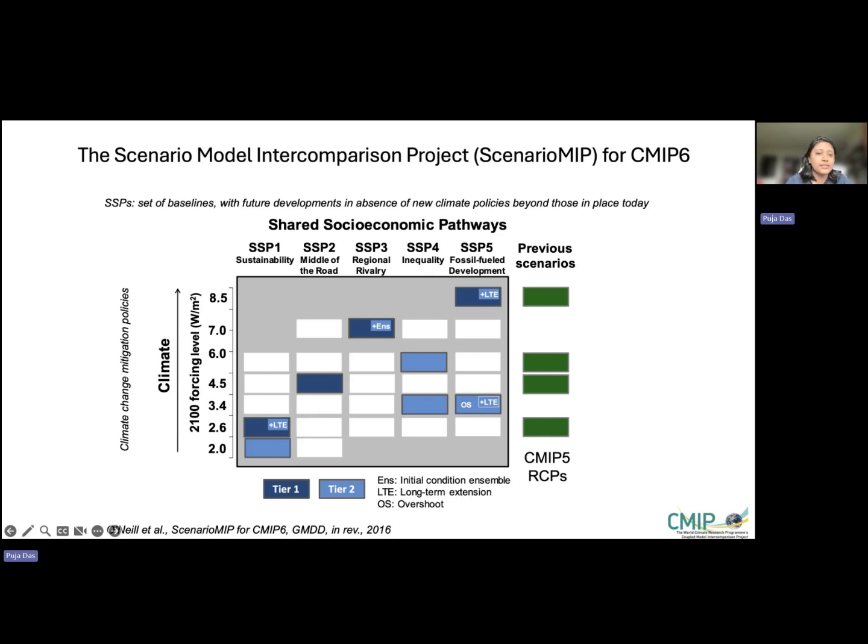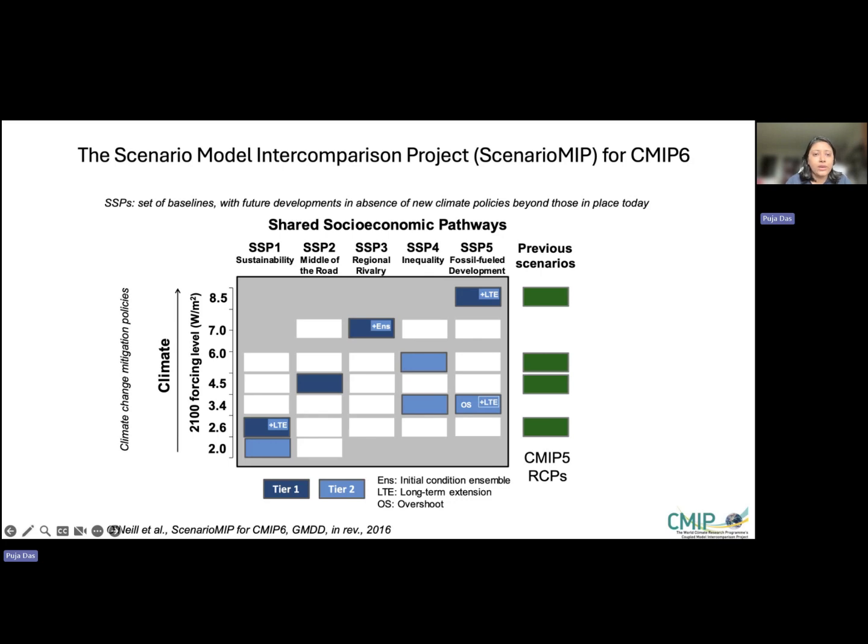So SSP1 is sustainability, which is very good, and then we have a very low forcing level such as 2.6. So there is a famous one like SSP 126. What this 126 means: the first number 1 is the SSP's name or number, and the second part, 26, is known as the warming level or forcing level. So 2.6 would be the warming level.